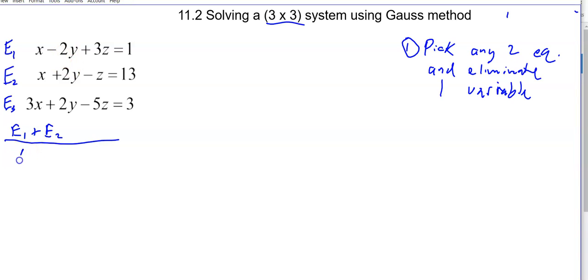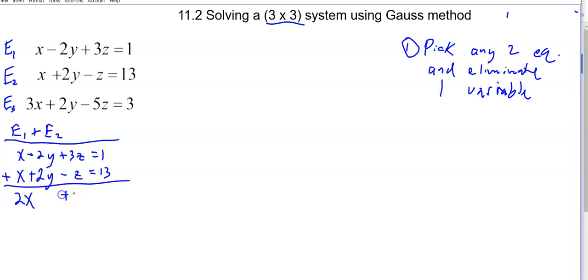So I'm going to take the x minus 2y plus 3z equals 1, and then the x plus 2y minus z equals 13. Just going to add those up. When I add them, I get 2x plus 2z, the y's go away, equals 14. Okay, so first step, I now have that done.